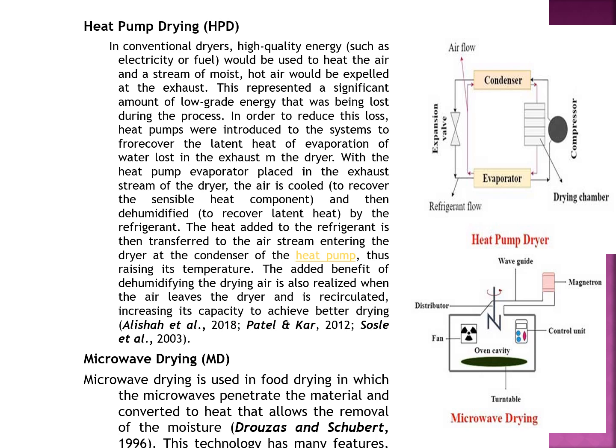Next is the microwave drying. Microwave drying is used in food drying in which the microwave penetrates the food material and results in the removal of the moisture content. It has many features like it saves time, it saves the loss of electrical energy because it will do the work in a very short duration of time, and it results in uniform heating or drying of the food product.